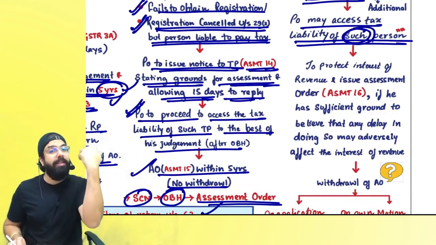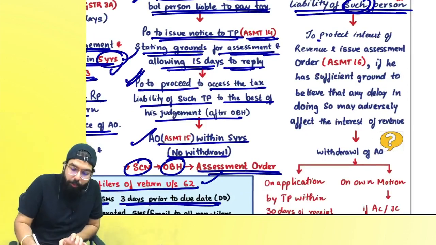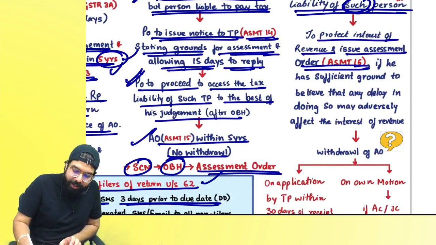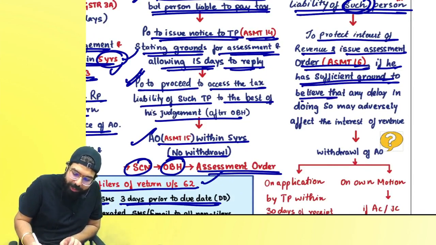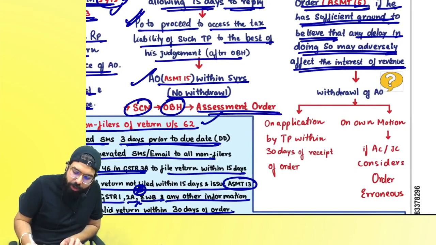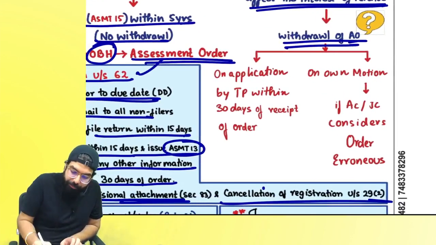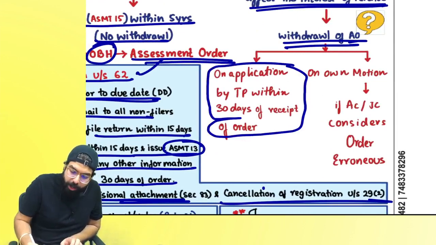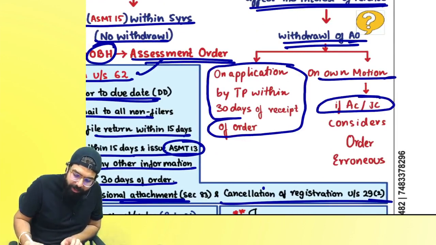He can go ahead and assess the liability of those people to protect the interest of the revenue and issue an assessment order in ASMT 16 if he has sufficient ground to believe that any delay in doing so may adversely affect the revenue. Withdrawal can happen if, on an application by the taxable person within 30 days of receipt of order, or on motion, if the AC or DC considers the order to be erroneous.